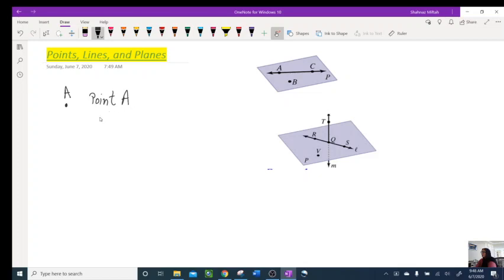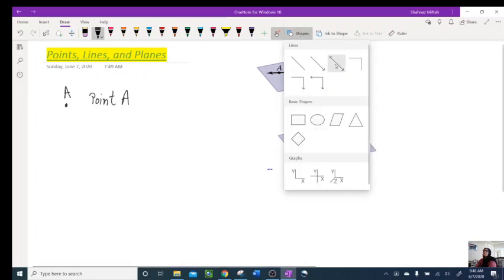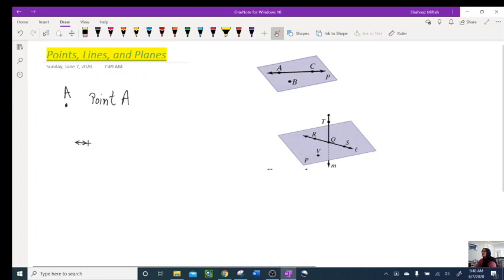Now, what is a line? A line extends in opposite directions. So something like this is a line. It extends in both directions, in opposite directions, and it has only one dimension, which is length. It doesn't have a width, it's just a length.